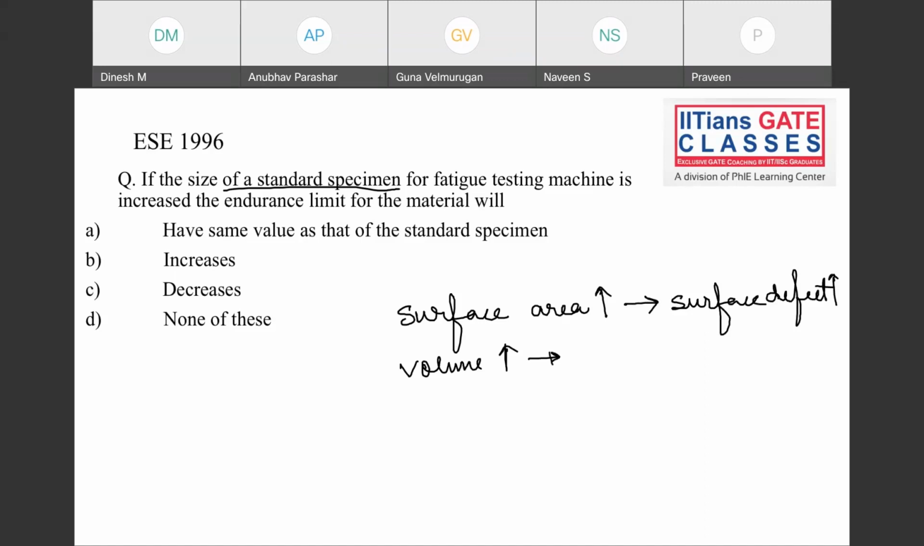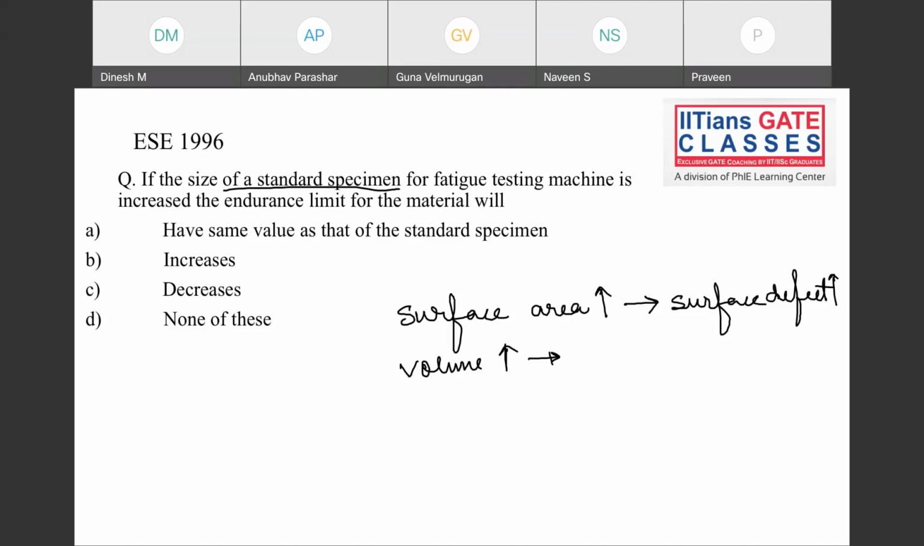If volume increases, more volume means more material. If a smaller material has one or two stress concentration points, if you double the size, definitely the stress concentration points will increase. More material means more impurity. More impurities mean more stress concentration. Isn't it? So I can say the total stress concentration will also increase, the total amount of impurities possible will also increase.